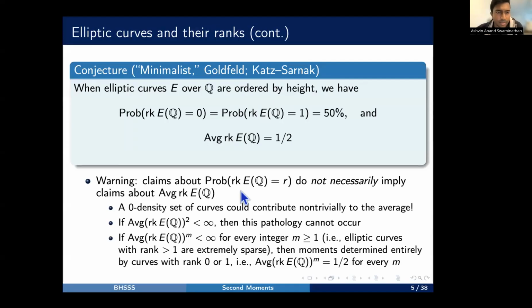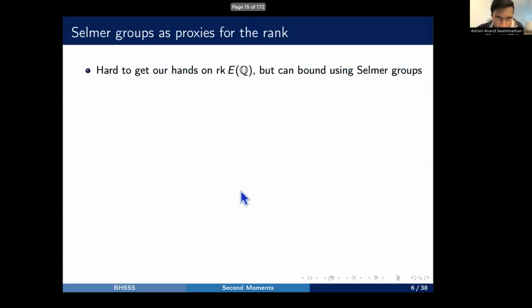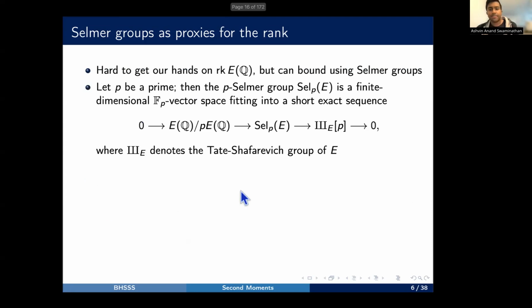Okay, that's the conjecture. Now, as we all know, it's very hard to get our hands on the rank, but we can bound it using various techniques. And one of them is by using Selmer groups. So let me tell you a bit about Selmer groups. I'm not going to define them just yet. I will give the definition later, but for now, let P be a prime.